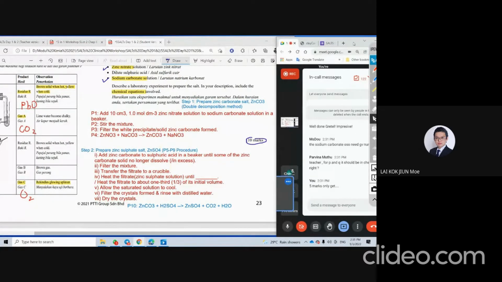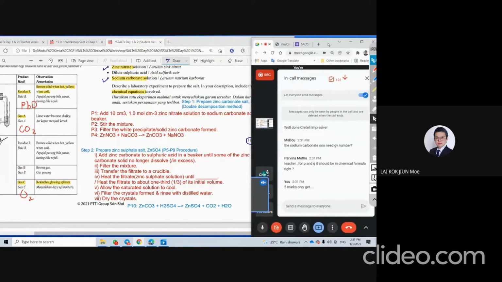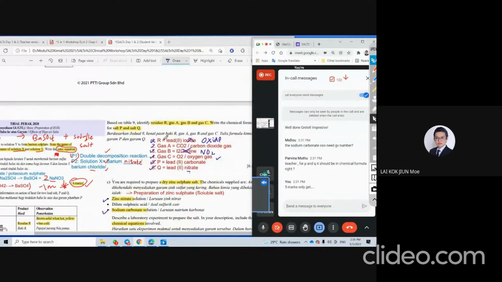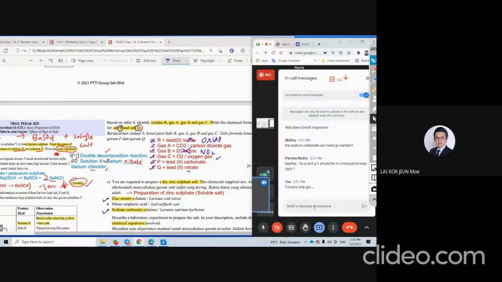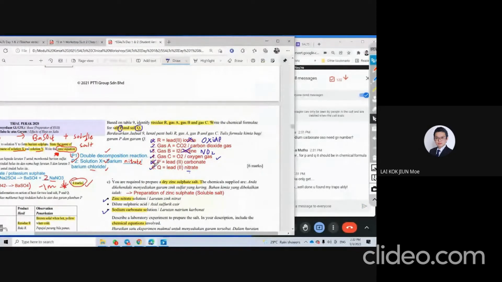Okay. For P and Q should be chemical formula, right? Oh, wow, good, Mutu. Well done, Mutu. You also found my trap already. Thank you. This one all wrong. No mark here, no mark here, no mark here.